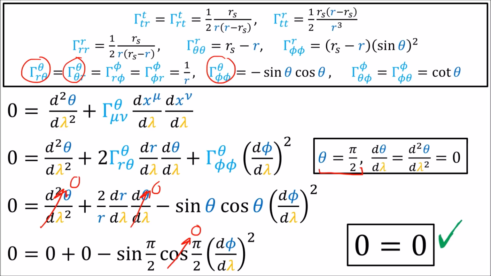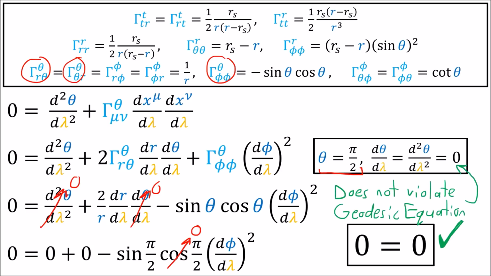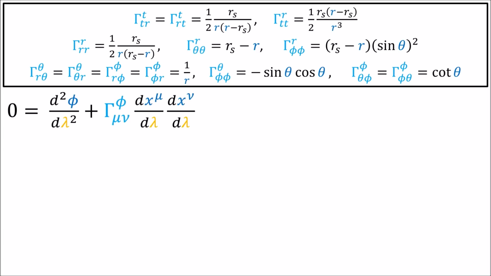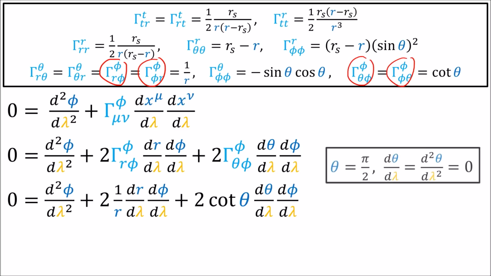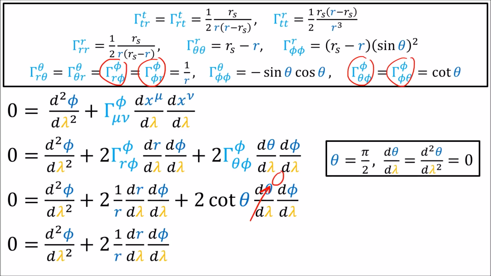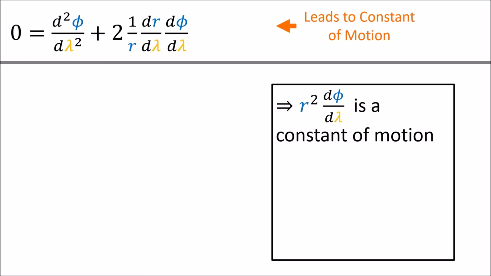This is a good thing, because it tells us that a constant value of theta equals pi over 2 does not violate our geodesic equations. So it's acceptable to assume all geodesic motion happens in a flat plane. Finally, for the phi geodesic equation, there are 4 connection coefficients with phi on top. But since theta derivatives are 0, this last term goes to 0. So we just have this for our phi geodesic equation. This is associated with another constant of motion, which is r squared times the derivative of phi.